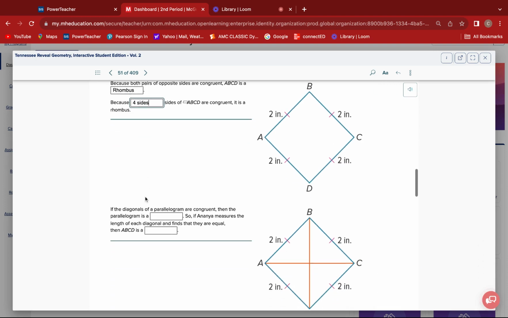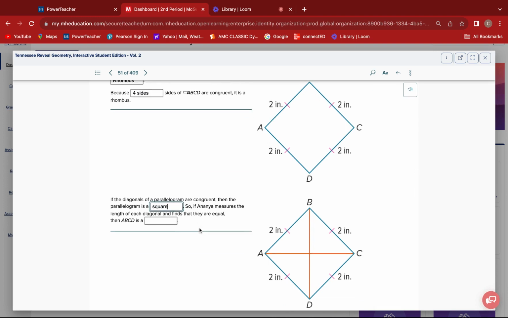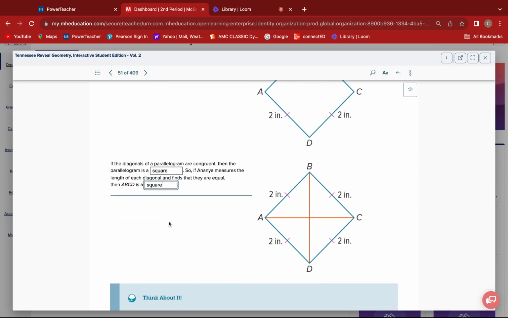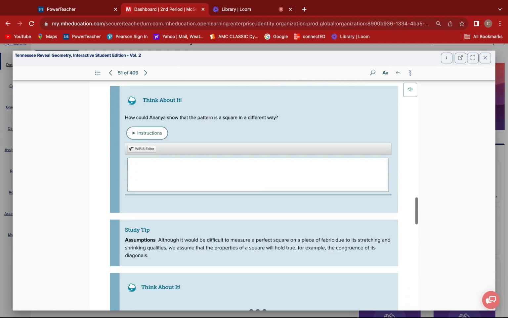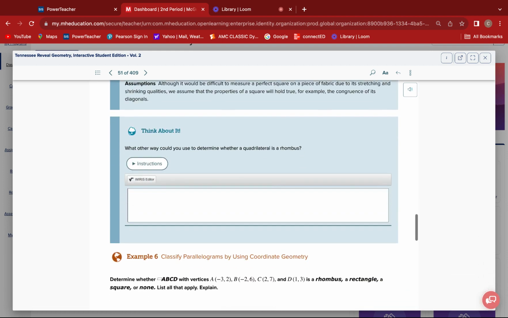All right. If the diagonals of a parallelogram are congruent, then the parallelogram is a square. Okay, I just said that. I'm just getting ahead of myself. So if Ananya measures the length of each diagonal and finds they are equal, then ABCD is a square. Okay, well, I just said all that because that really is the difference between a rhombus and a square. All right, are they going to have us do that? No, we're just proving. Weird.